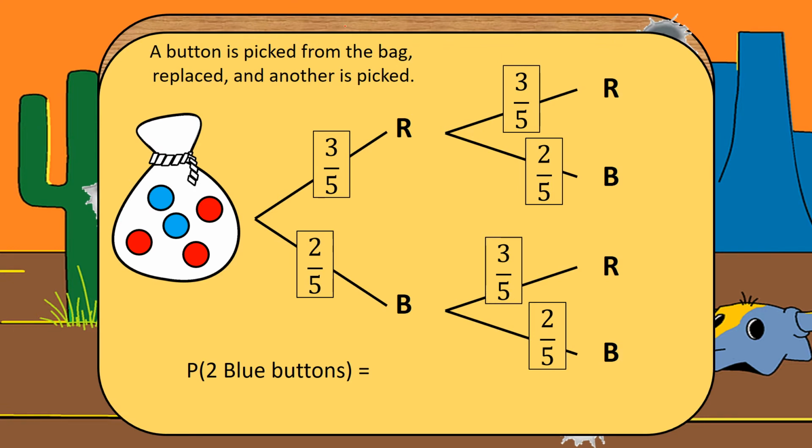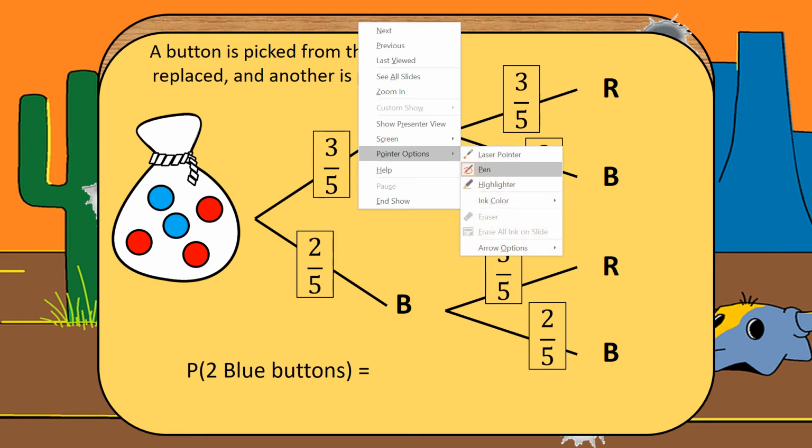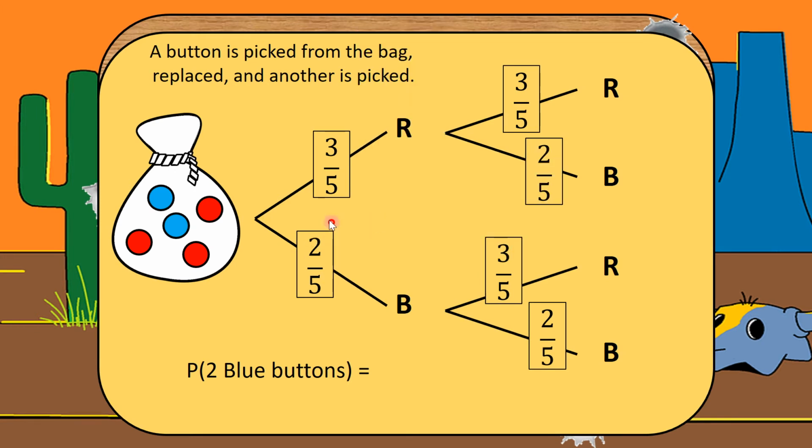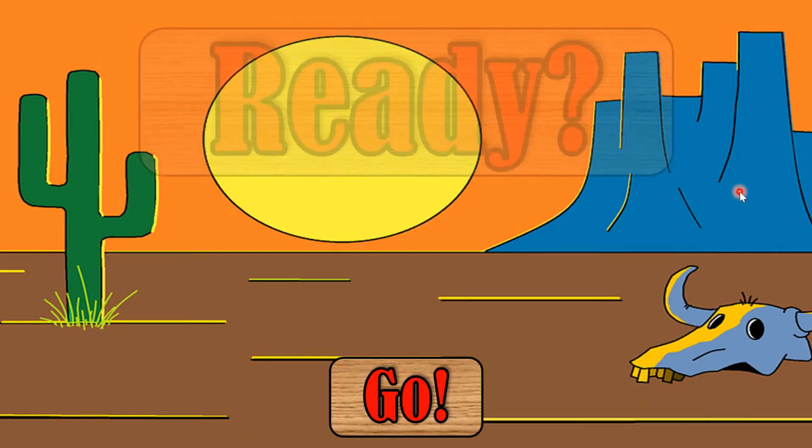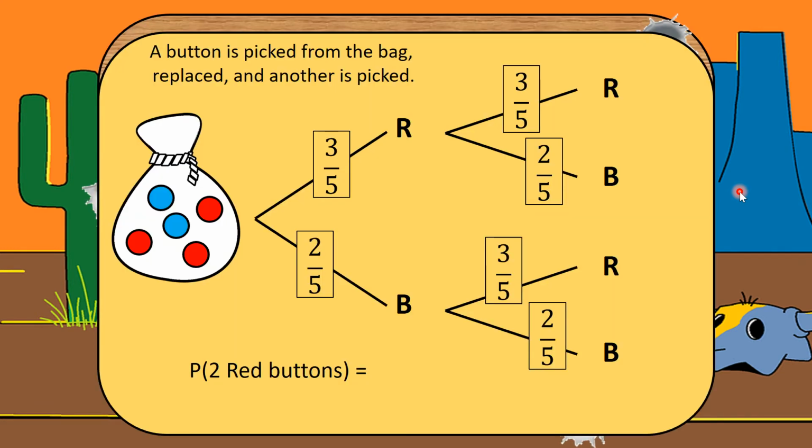You're absolutely right. We've got to multiply, let me bring my laser pointer up, the 2/5 times the 2/5, isn't it? Go along that branch, 2/5 times 2/5, 4 out of 25. Okay, 2 times 2, 5 times 5. Okay, let's go. So let's try the next one. It's the same one. What's the probability of 2 red ones?